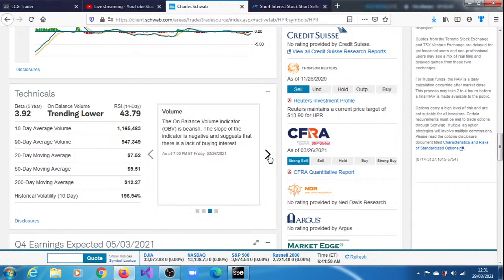So it says the volume is bearish. The on-balance volume indicator is bearish. The slope of the indicator is negative and suggests that there is a lack of buying interest. Okay, so that sort of supports the short interest we're seeing.